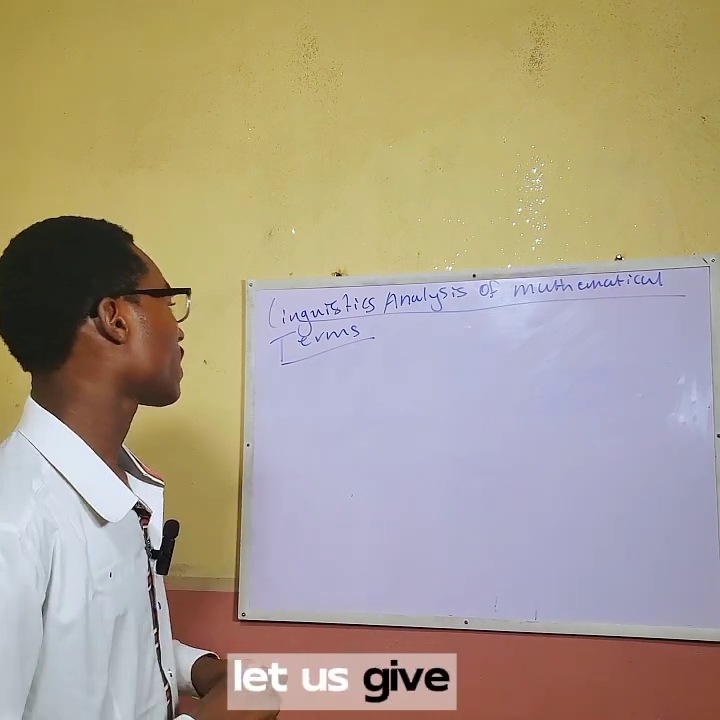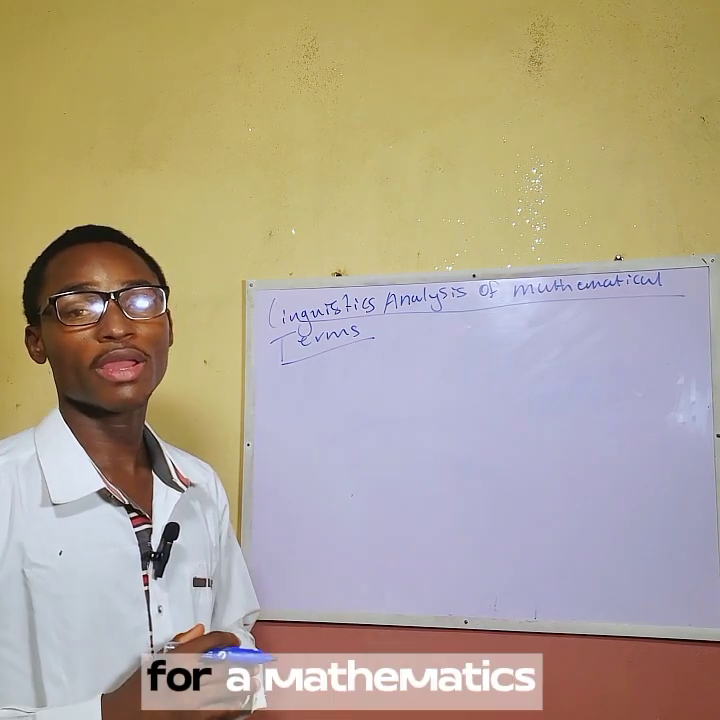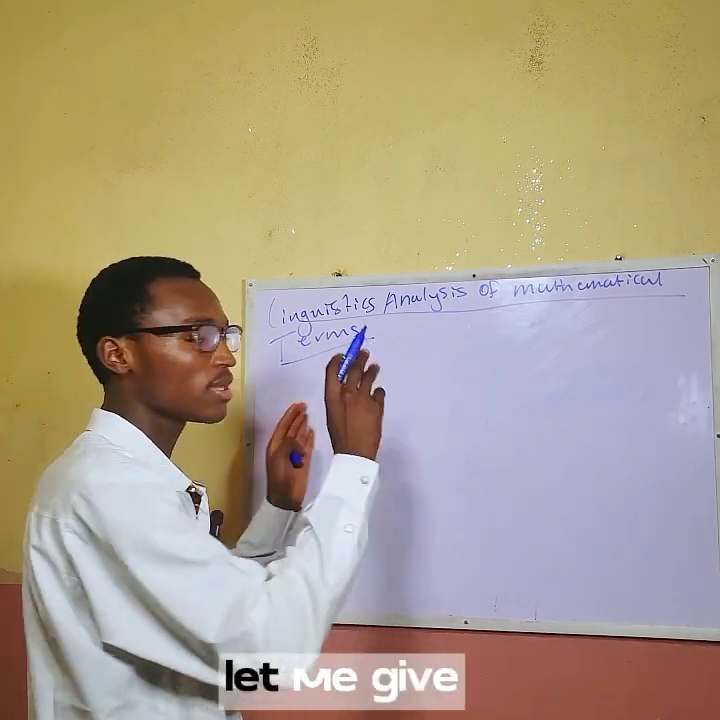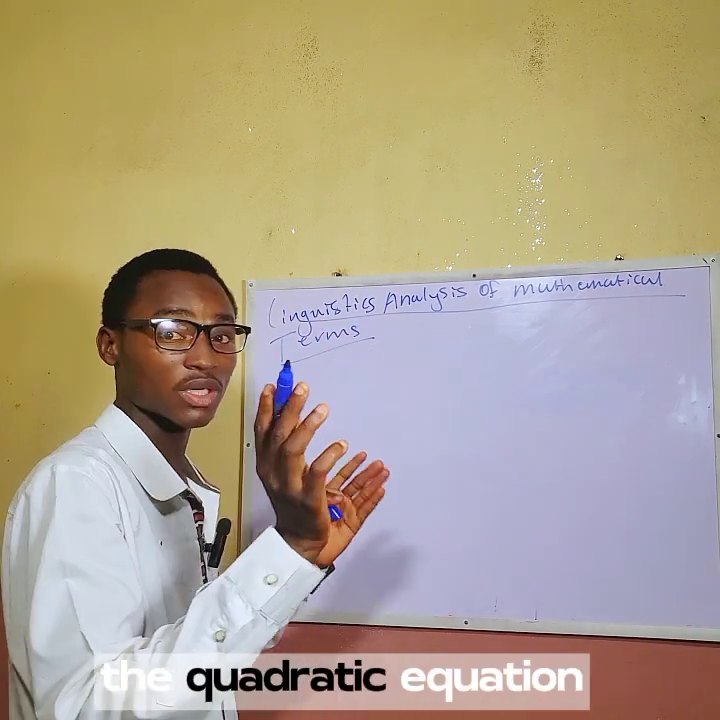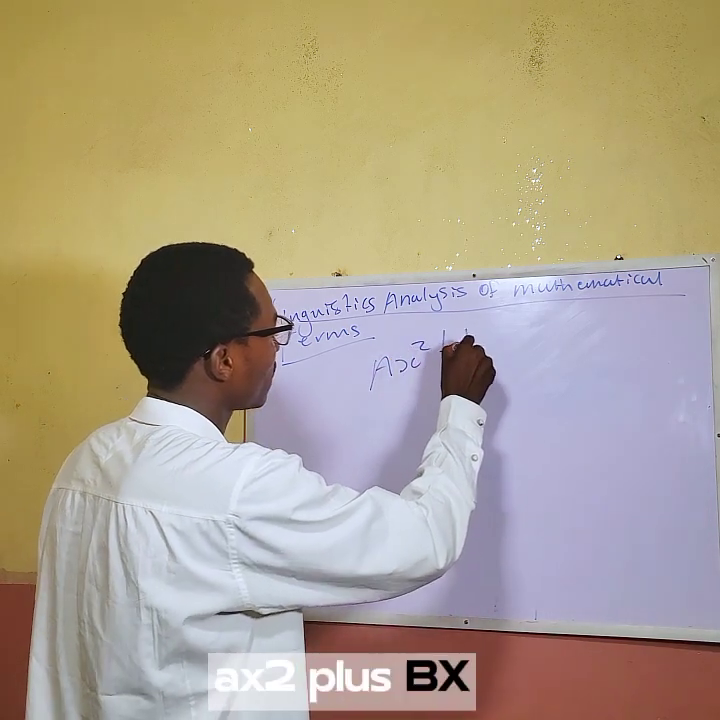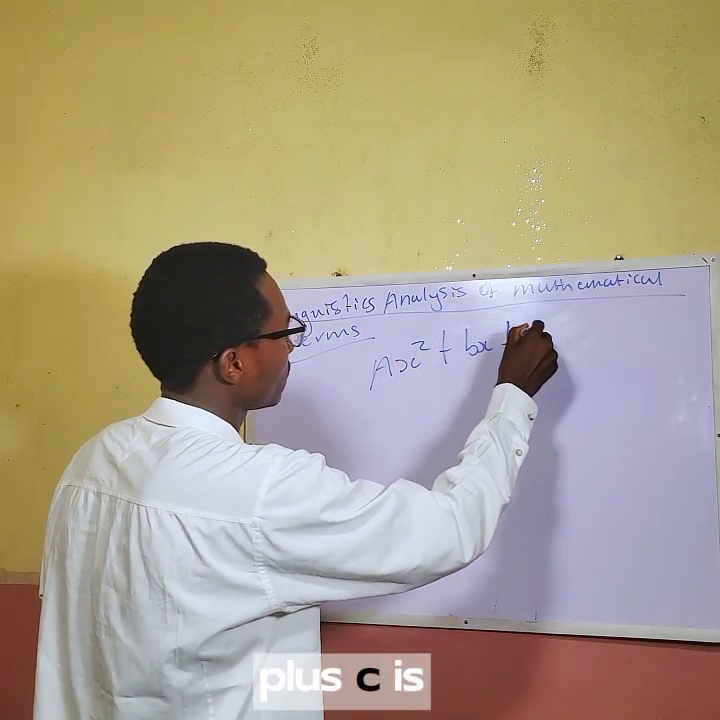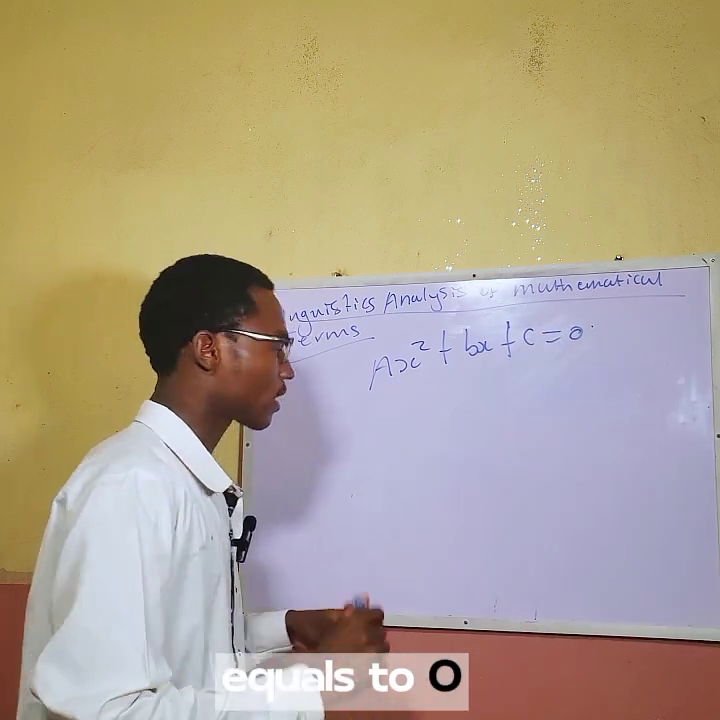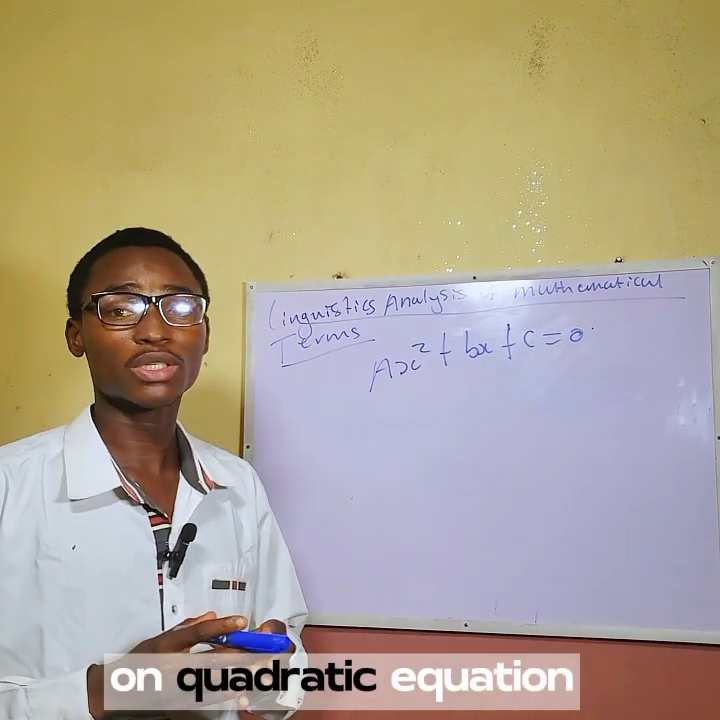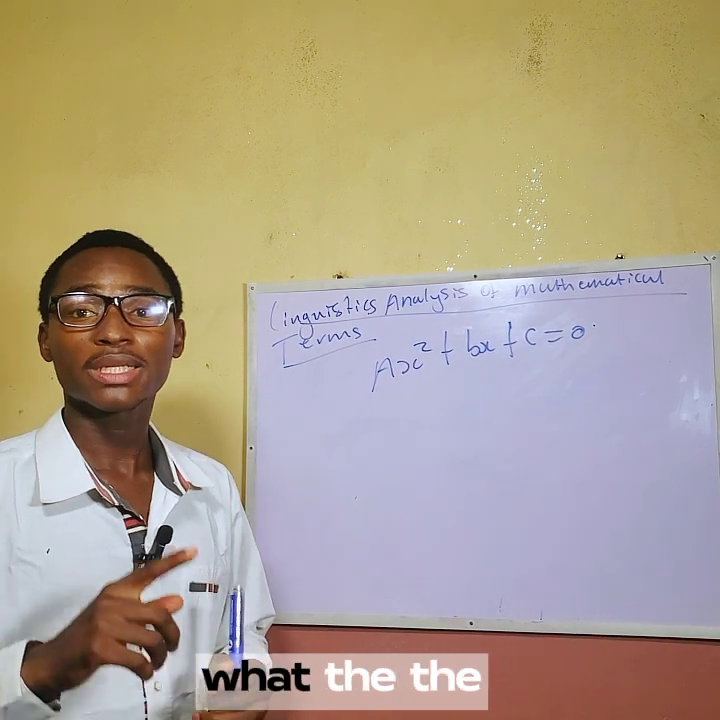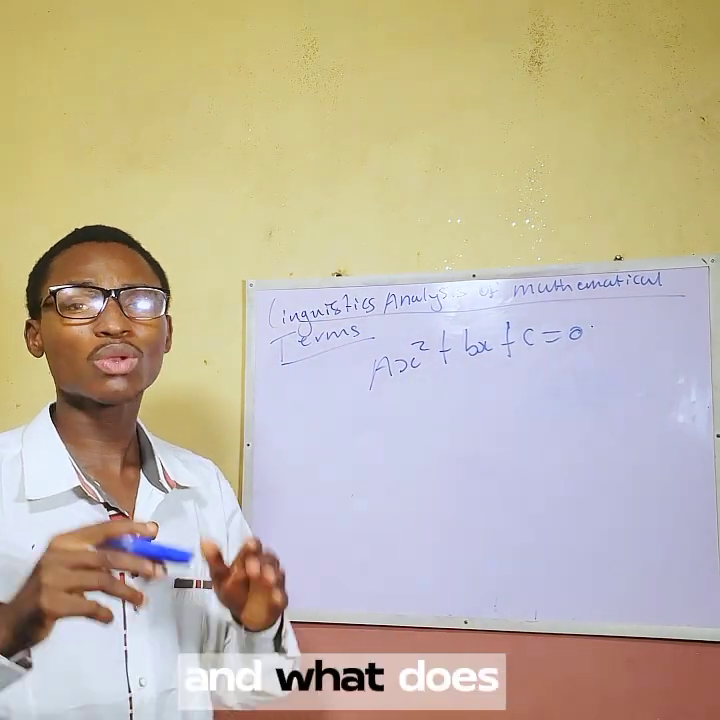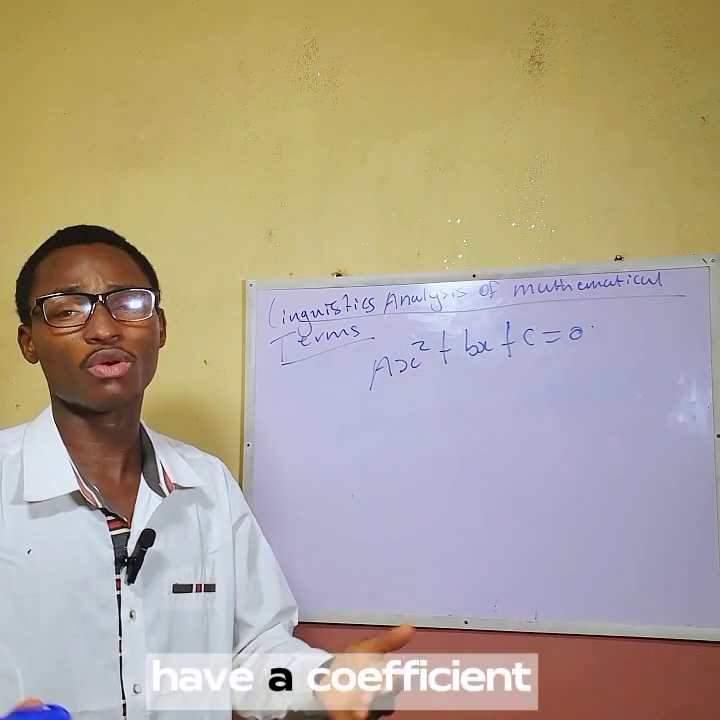Let us give an example for a mathematics student who is asked to give the root of the quadratic equation. Let me say it: ax squared plus bx plus c is equal to 0. Based on the quadratic equation, we say the first term contains what? The coefficient. And what does it mean for a term to have a coefficient?